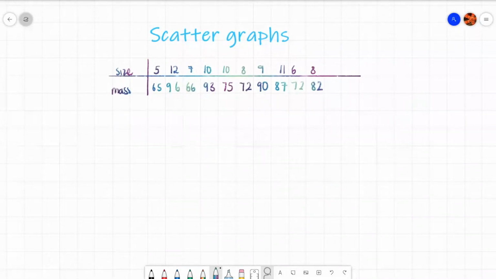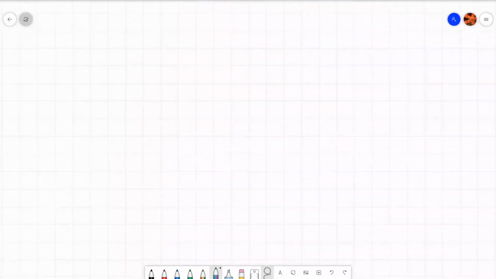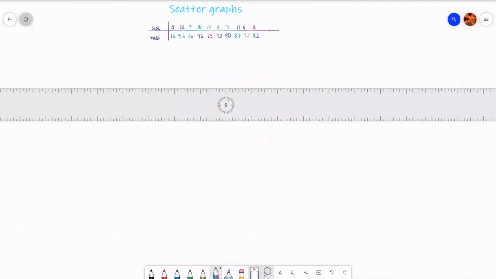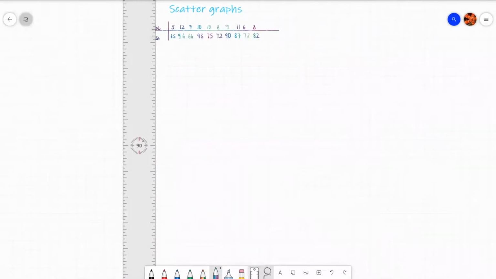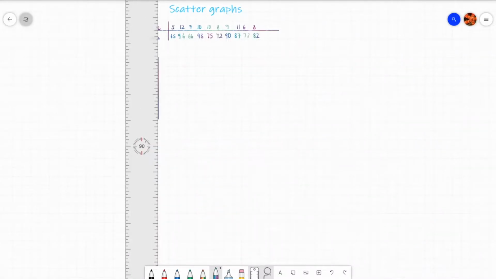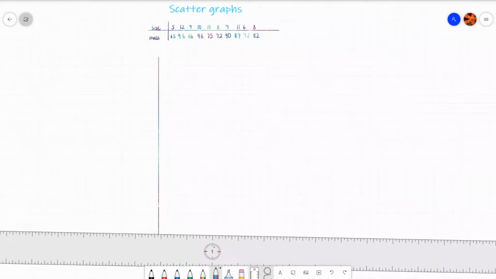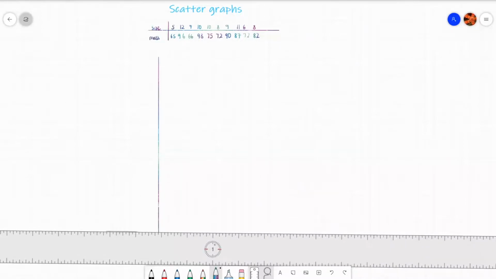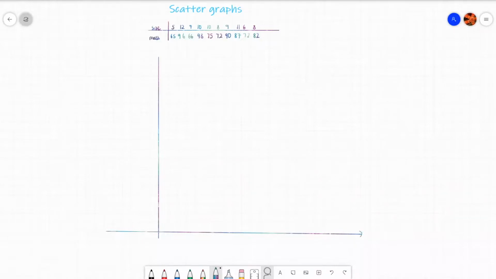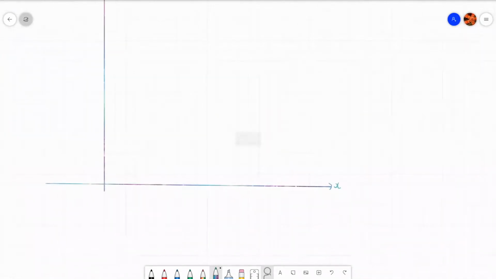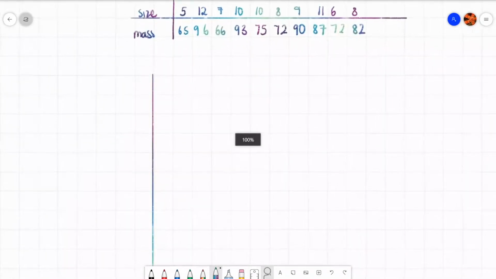So to do that, we need to have an axis. So let's draw one out. I'm just going to zoom out a little bit, and I'm going to get myself a ruler. Just going to draw myself a nice big axis, so I've got plenty of space. Okay, remember, this here, if I zoom in, is your x-axis. Zoom out, that here is your y-axis.